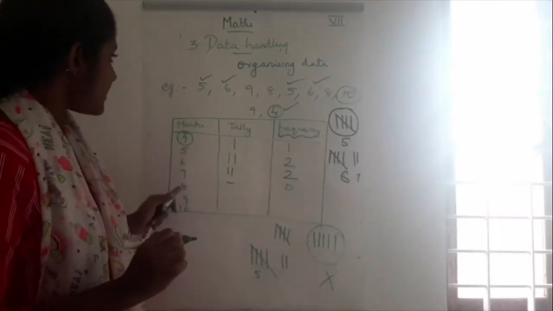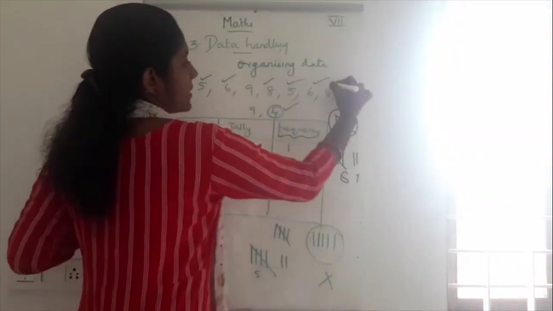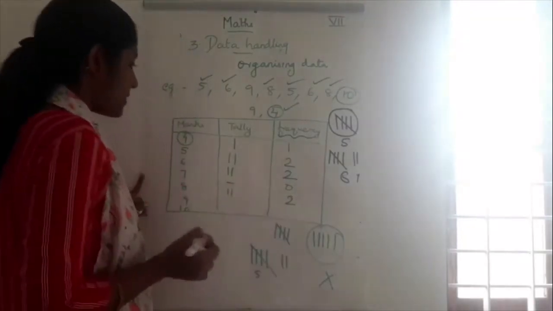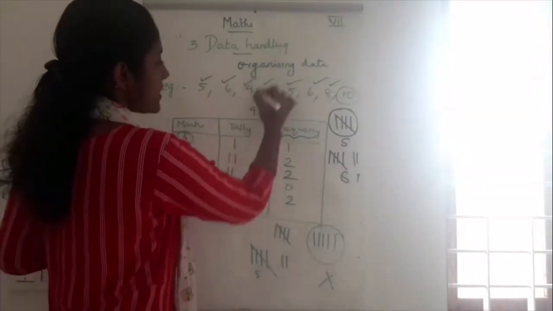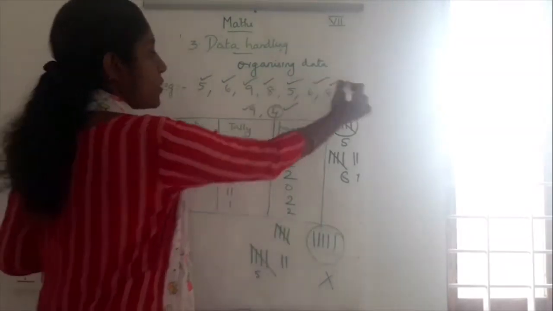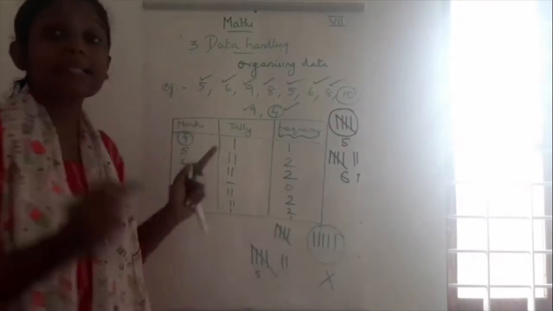Then next is how many students have scored 8 marks? 8, 1, 2. Again 2 students, 2 tally marks. Next 9, how many students? Again 2. We will write 2 and draw the tally mark. 10, only 1 student, so we will write 1 and write the tally mark as 1.